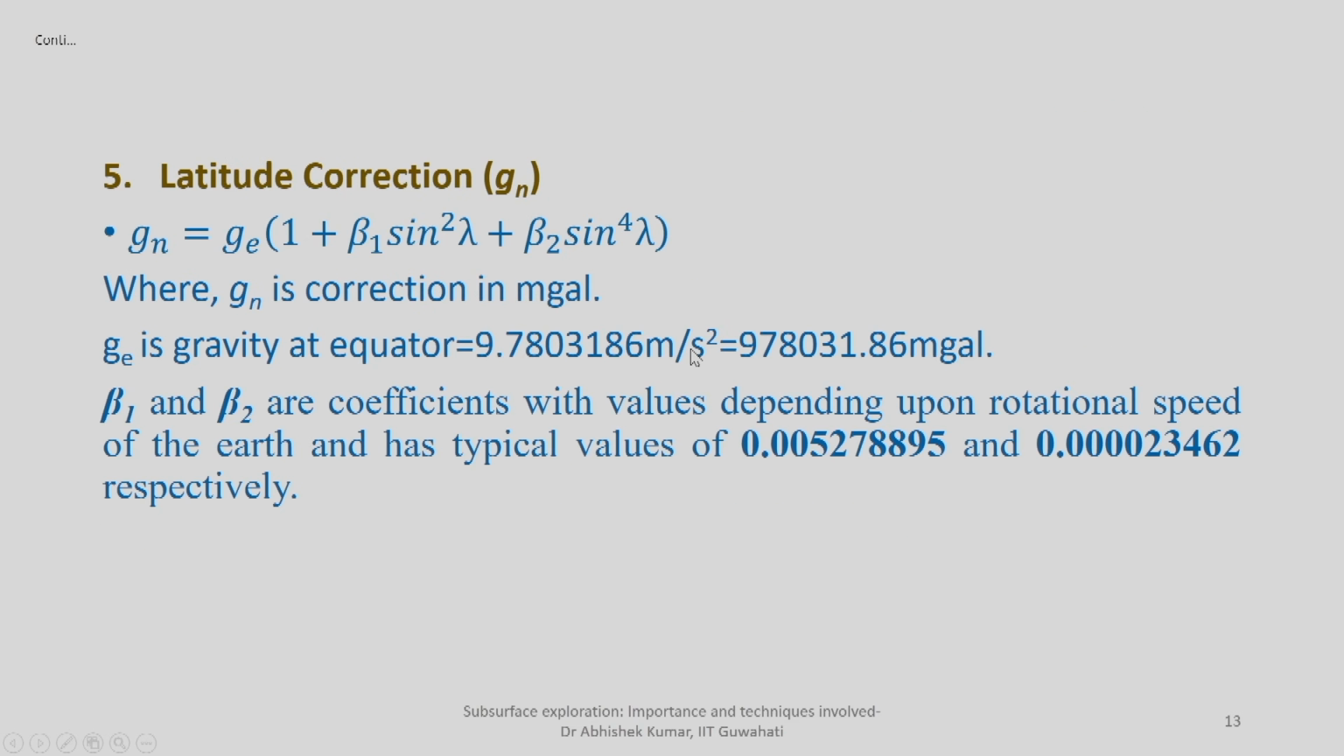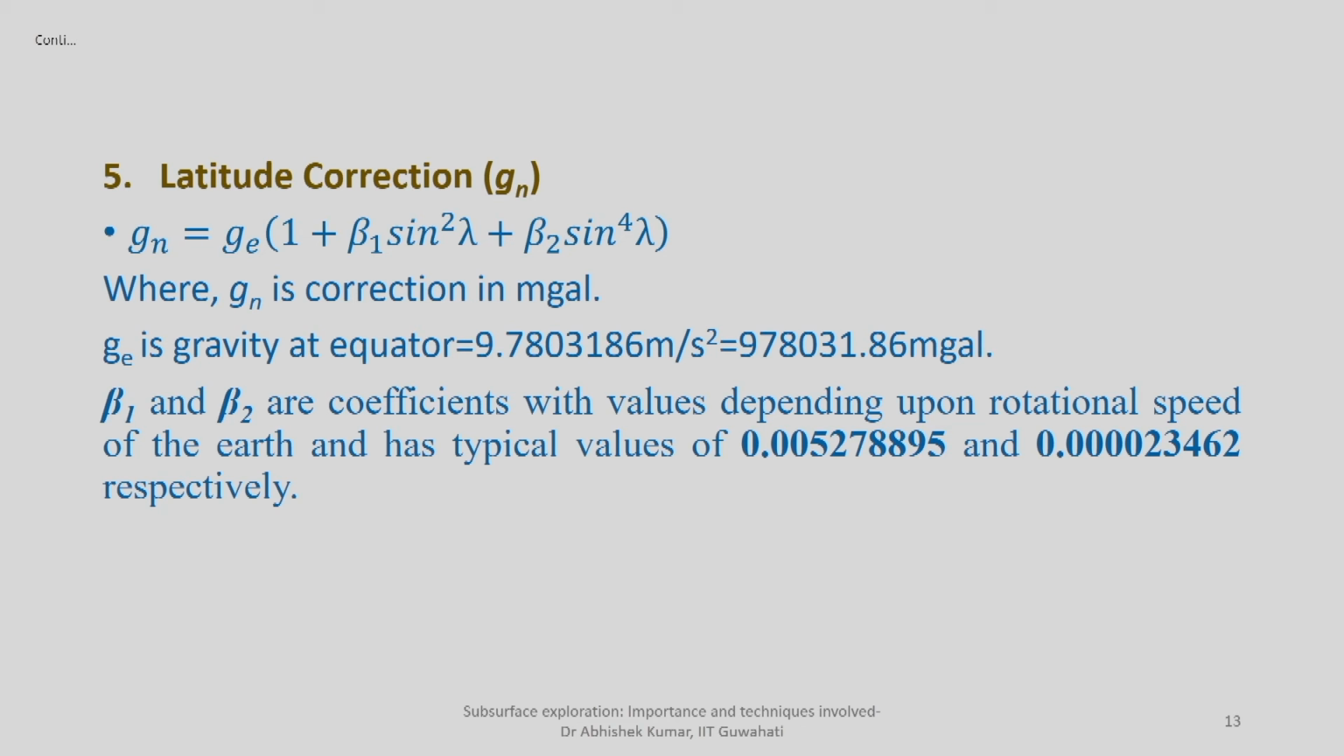Then comes latitude correction, because we know, considering the size of the earth and the rate at which the earth rotates, the gravitational pull between the equator and the pole is going to change considering the location of the site.